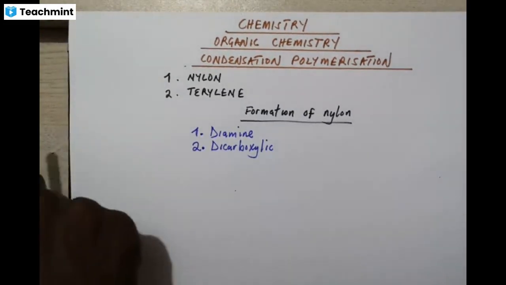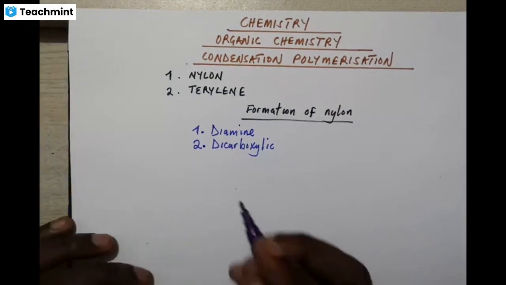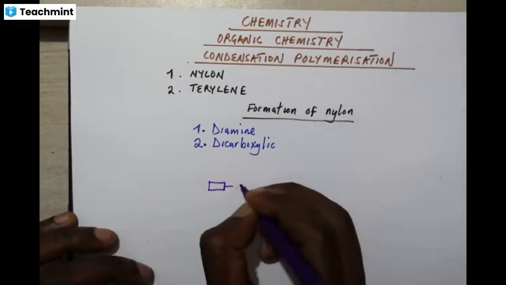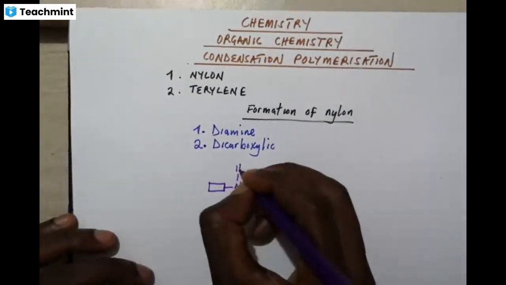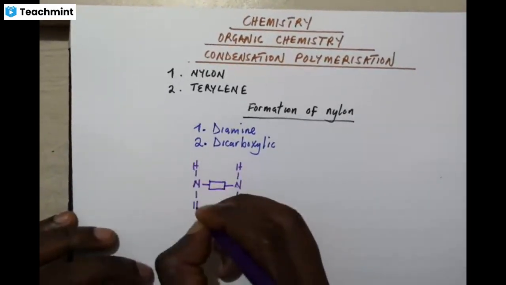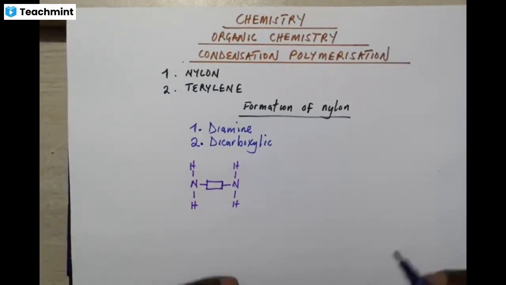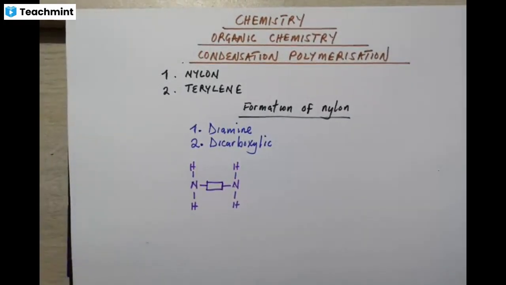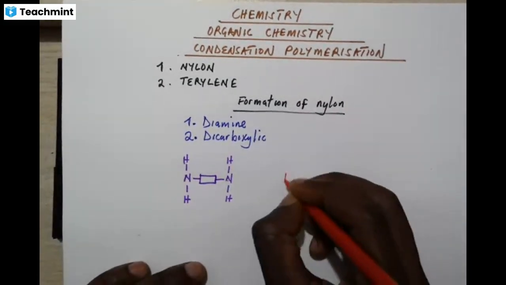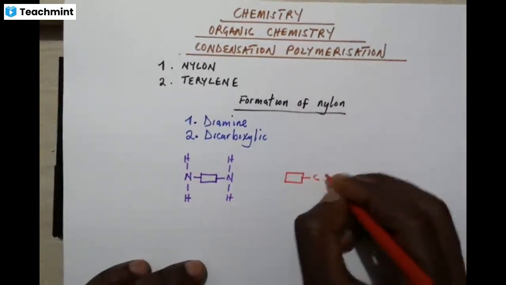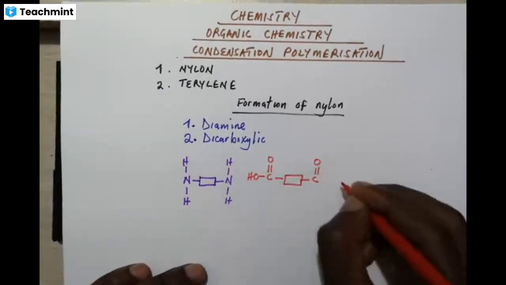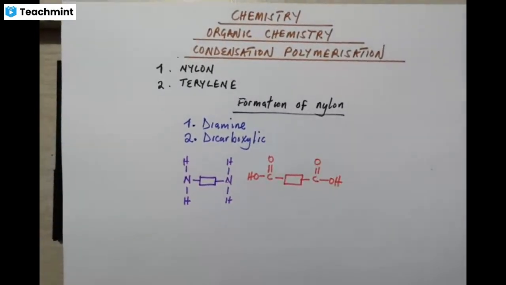So we'll start with the first one, which is diamine, the structure of diamine. So this is how you write it. This is how you show diamine. Okay, that is your diamine. The second one is dicarboxylic acid, and dicarboxylic acid can be drawn like this. So this is your dicarboxylic acid.